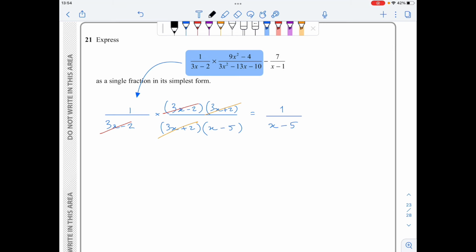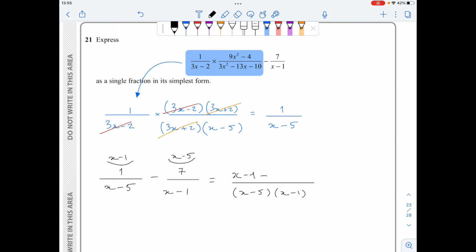So now let's try and do the subtraction. 1 over x minus 5 minus 7 over x minus 1 is equal to, now the lowest common multiple of the denominators is x minus 5, x minus 1. I'll multiply the first fraction by x minus 1, the second one by x minus 5. So I get x minus 1 times 1 is x minus 1 minus, now I'm going to keep the brackets here, 7 times x minus 5.